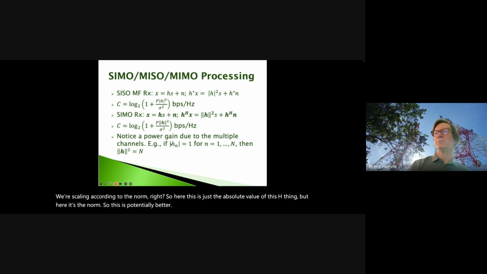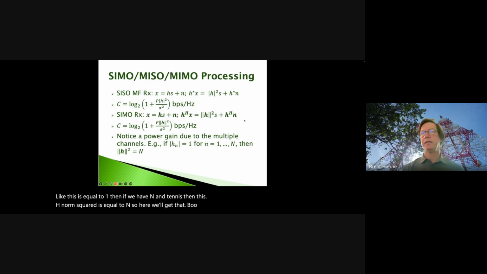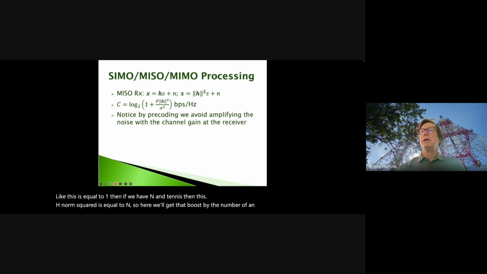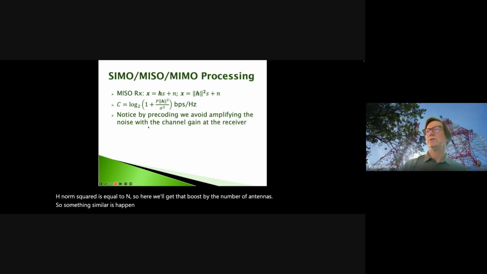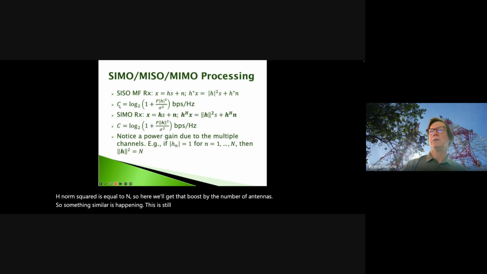If this H_n is equal to 1, then if we have N antennas, this H norm squared is equal to N. So here we'll get that boost by the number of antennas. So something similar is happening. Well, this is still MISO here.